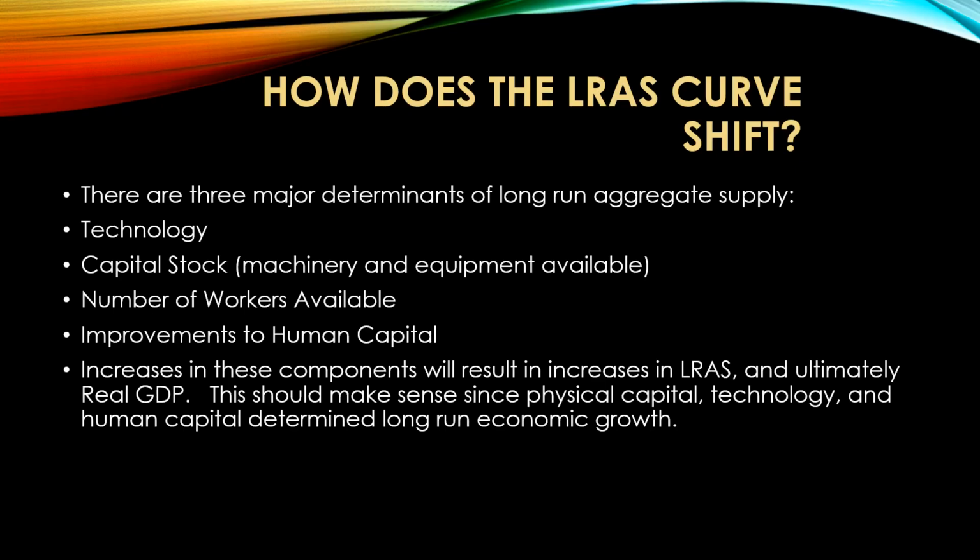So how does this long-run aggregate supply curve shift? Well, there's three major determinants, even though I've listed four. The three major determinants are effectively technology, the physical capital stock that's available, and the number of workers that are available. So generally speaking, over time, your real GDP can be higher if you have more people that are able to work. So if your population goes up, naturally your GDP can go up.